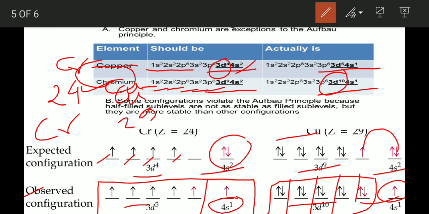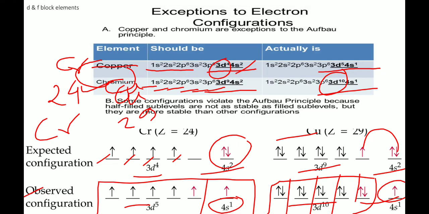And these things are happening because the energy difference between 3d and 4s is very small. So for getting a more stable electronic configuration, one electron of 4s can enter the 3d and form a half filled or fully filled orbital, which are more stable. So this is the anomalous electronic configuration of copper and chromium.